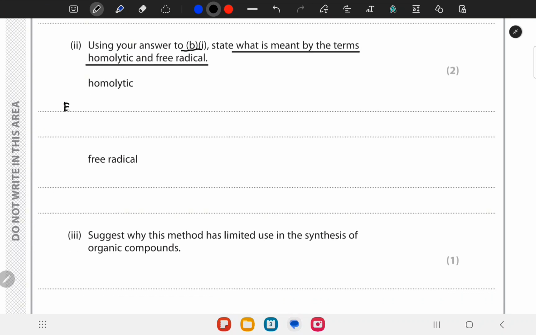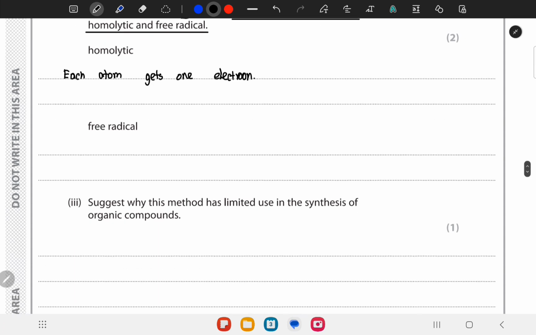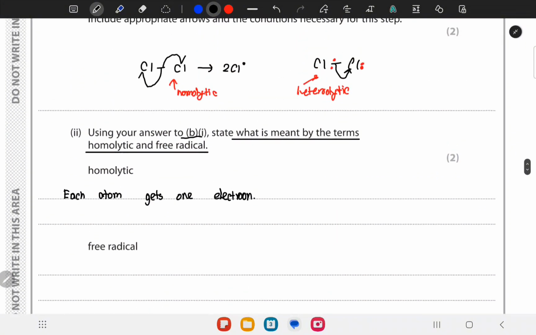The definition would be each atom gets one electron, and free radicals are species that have an unpaired electron, like this chlorine over here. Its outer shell will be like this. There's an unpaired electron over here, so this is a free radical.